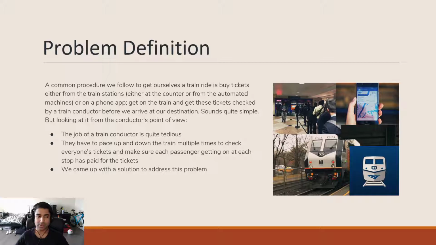A common procedure we follow when we get on trains, let's say, for example, on NJ Transit: first of all, we have to buy our tickets, either digitally or from the ticket stations at the train stations. So it's either a paper ticket or a digital ticket. Then we get on a train, we just hand the tickets to our conductors, and that's it.